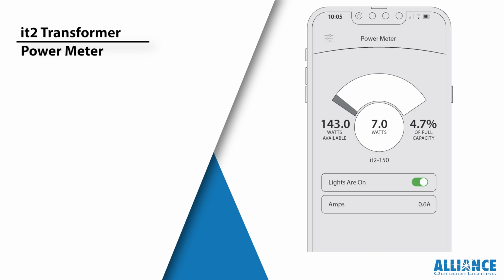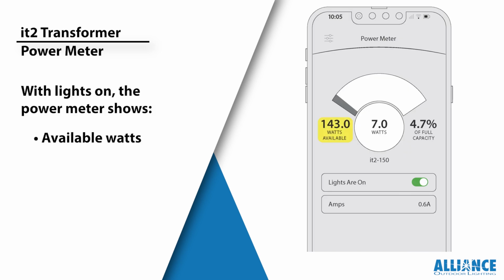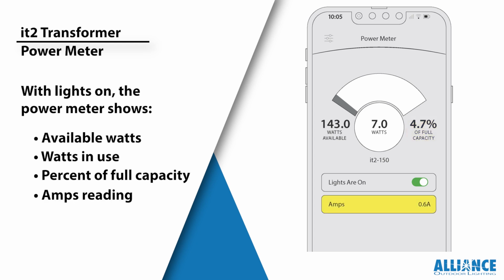While the lights are on, the power meter will display key information, such as how many watts are available, how many watts are being used, the percentage of full capacity, and amps reading.